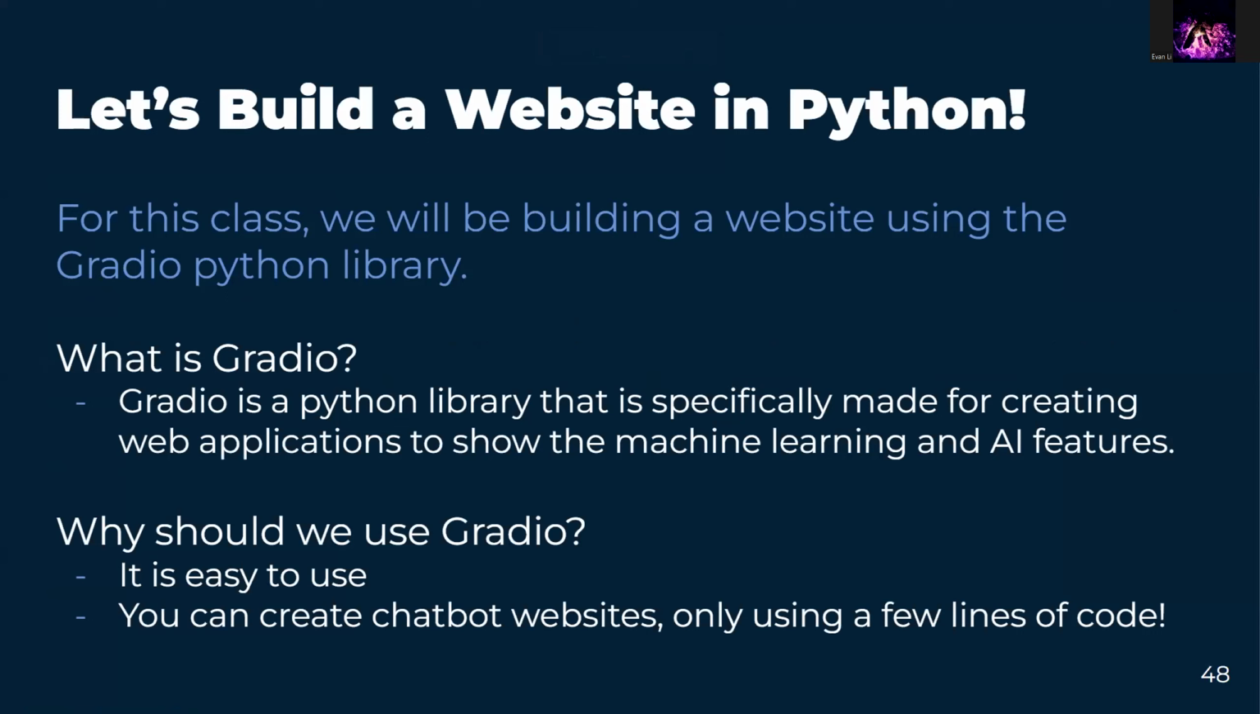What is Gradio? Gradio is a Python library that is specifically made for creating web applications to show machine learning and AI features. In fact, it was made for scientists that were trying to show their machine learning models and their scientific data models. Once AI became popular around the world, everyone started using Gradio, and then Gradio decided to add AI features to it.